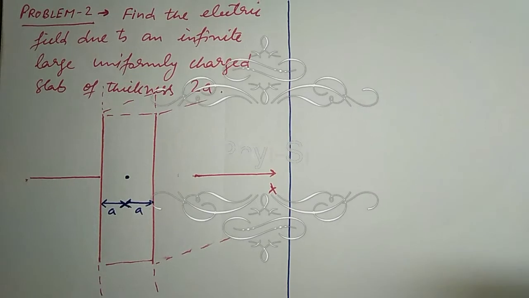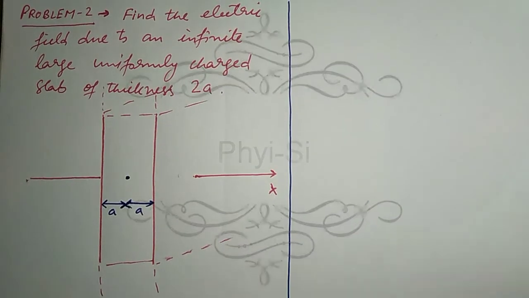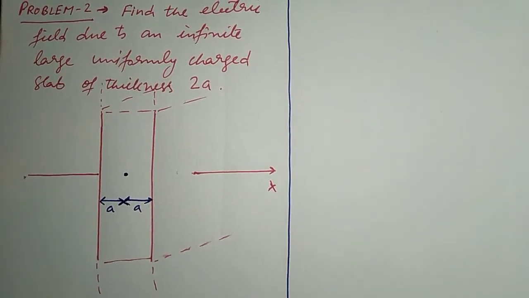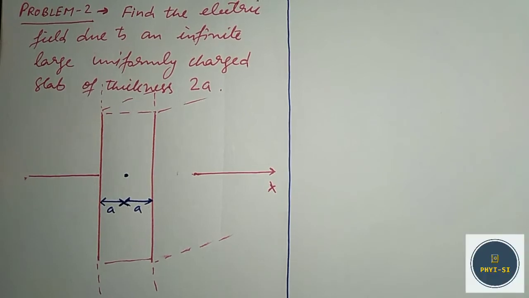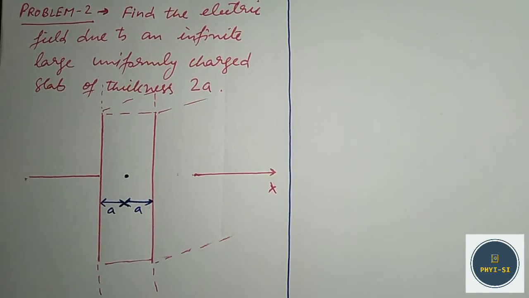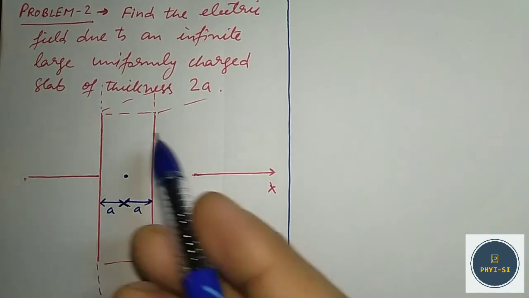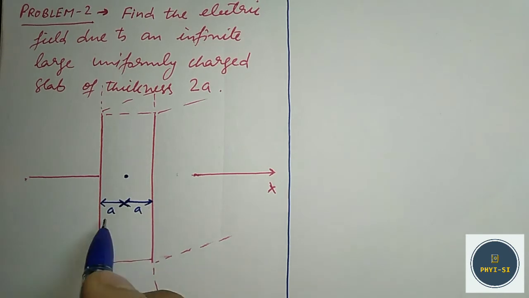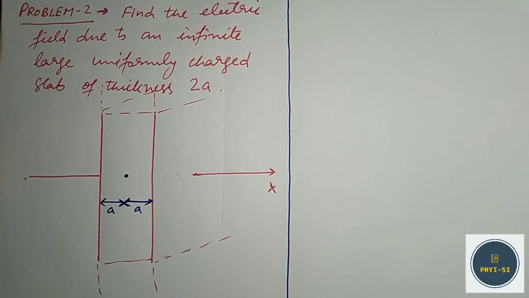Today we are going to solve a new problem on electromagnetism. This is problem number 2, and in this problem we are going to find the expression for the electric field due to an infinitely large, uniformly charged slab whose thickness is 2a.